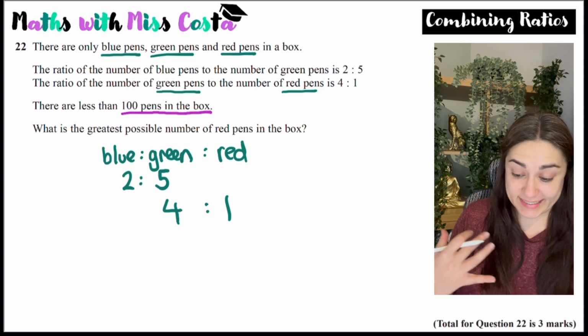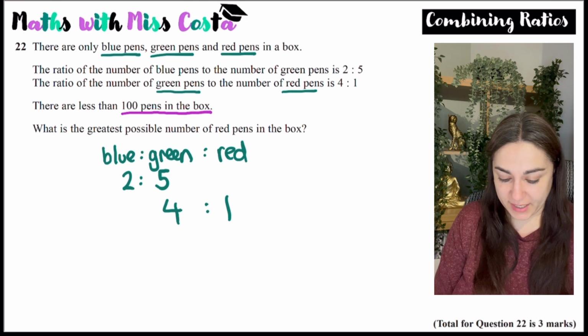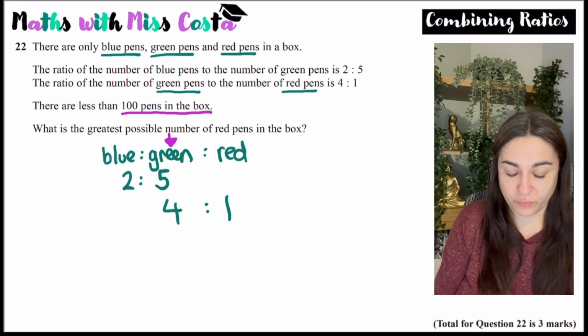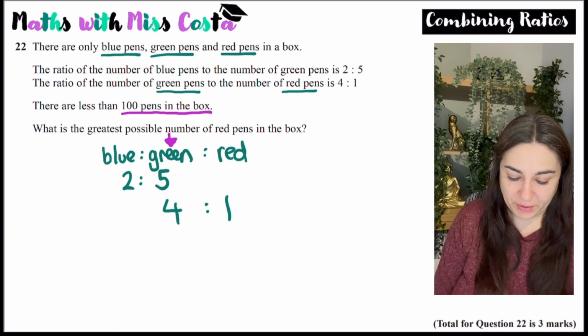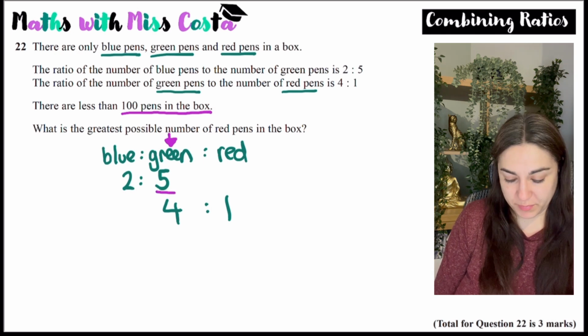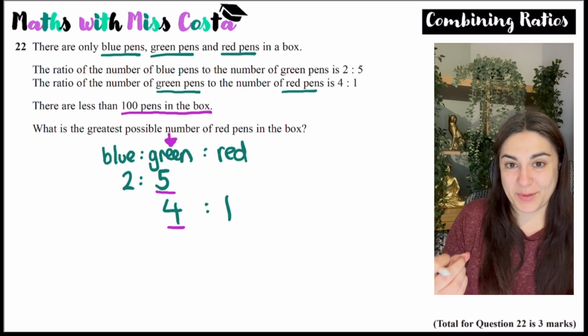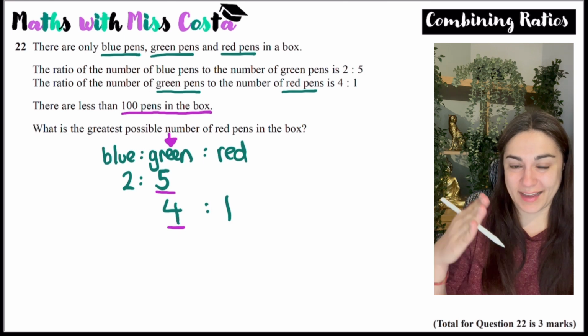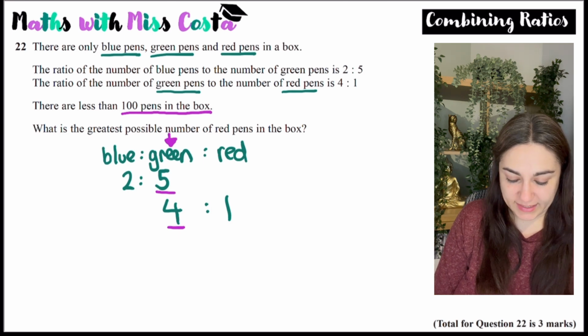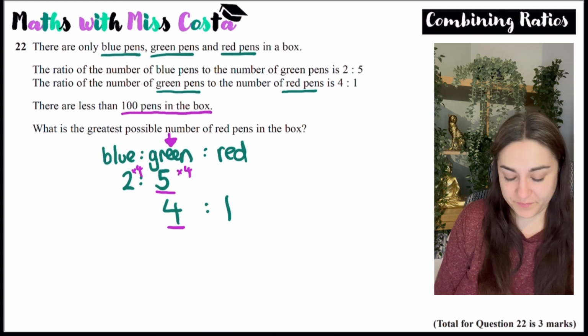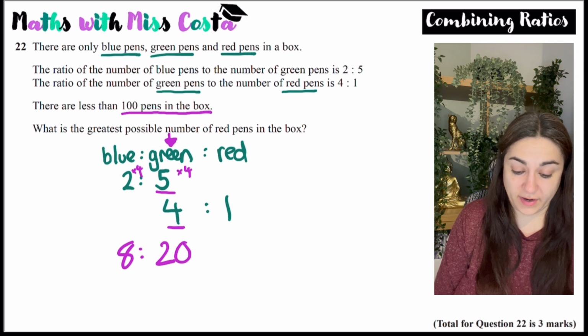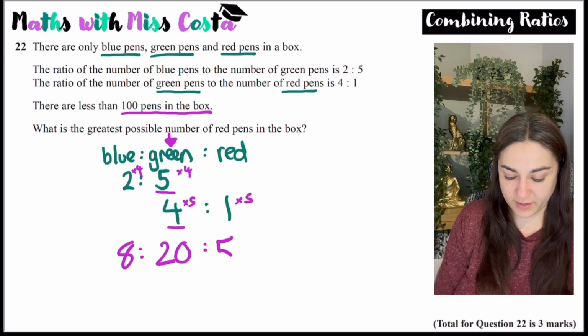So to do this, I'm going to need to use my equivalent ratios. So I can see that I have my green in common. So I want to find the lowest common multiple of 5 and 4, which is 20. Because if I have my green in the same ratio, then I can get equivalent ratios for everything else. So if I multiply this by 4, that would get me 20. So 2 times 4 is 8, 5 times 4 is 20. And what would I have multiplied 4 by to get to 20? I would have multiplied it by 5. So I multiply 1 times 5 as well.